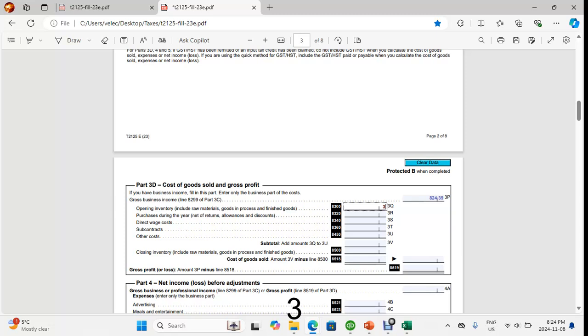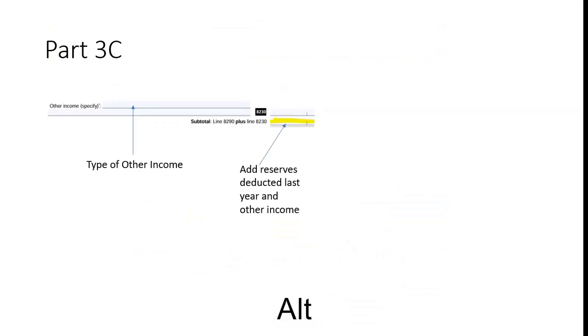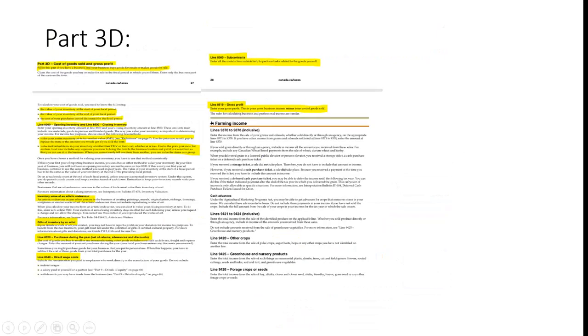So opening inventory is $300. Your purchases would be another 200. 3S, your direct wage, is $500. Subcontracts will be, for example, $50. And other expenses, you leave this one blank as it is, or zero. Opening inventory has to do with raw materials. So, cost of goods sold and gross profit.